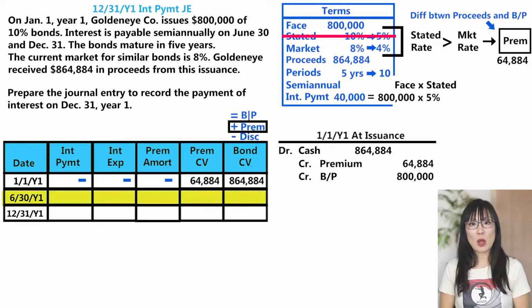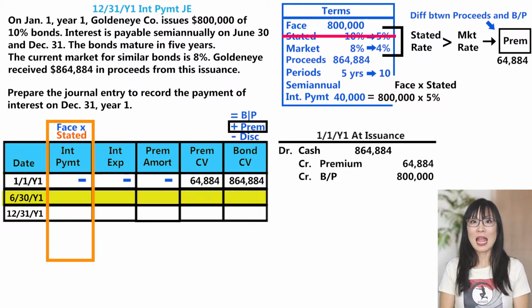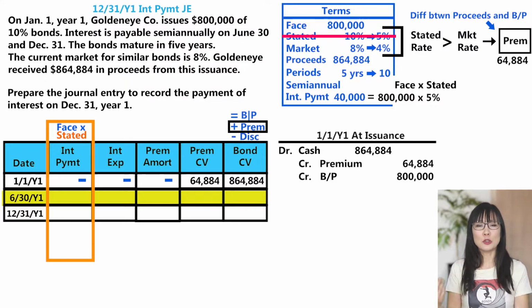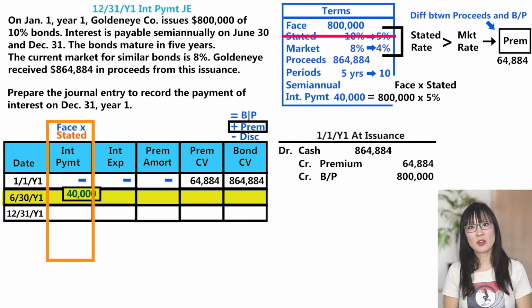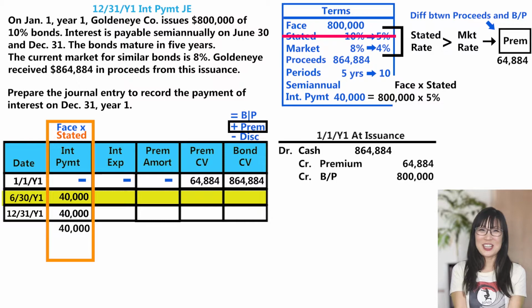Let's go to June 30th, Y1. First, the interest payment. Remember, this is the only time we use the stated rate for the interest payment. And this is the same payment each time. Just plug it in down the line. June 30th, Y1, $40,000. December 31st, Y1, $40,000. June 30th, Y2, $40,000. You get the picture.